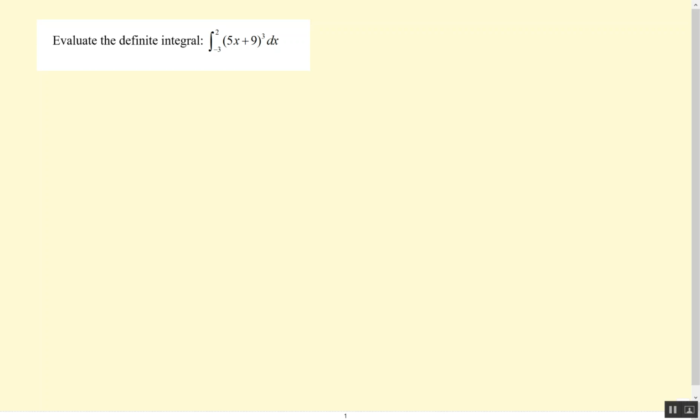Evaluate the definite integral. Remember, when we're evaluating a definite integral, first you need to find the antiderivative, and then we'll evaluate it at the endpoints. So when we have the definite integral from a to b of f prime of x, if the antiderivative is f of x, we'll end up with f of b minus f of a.